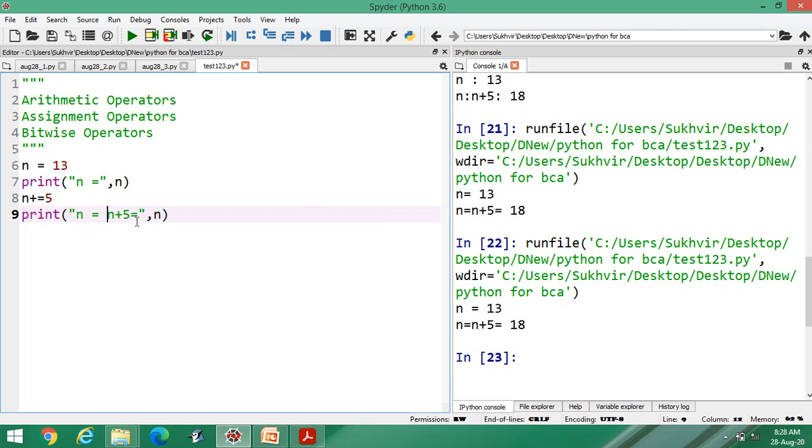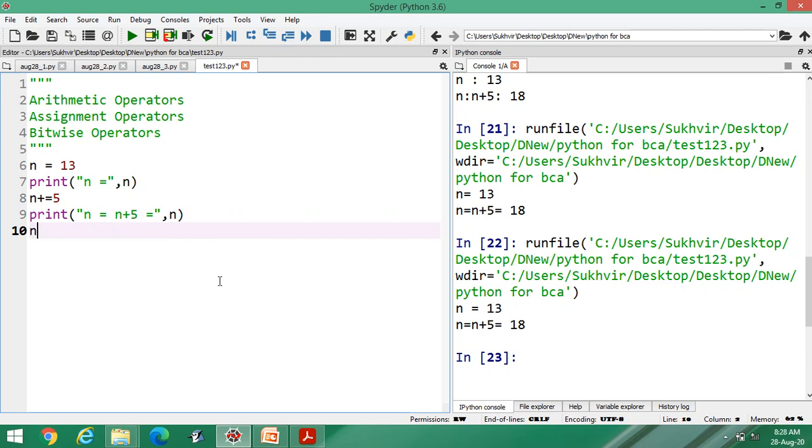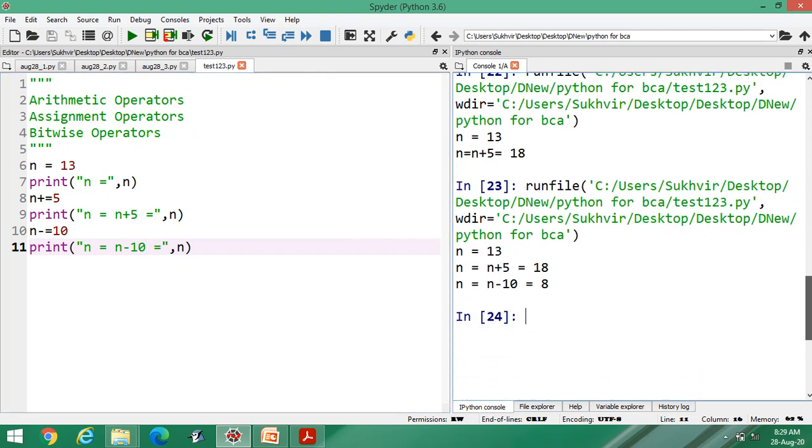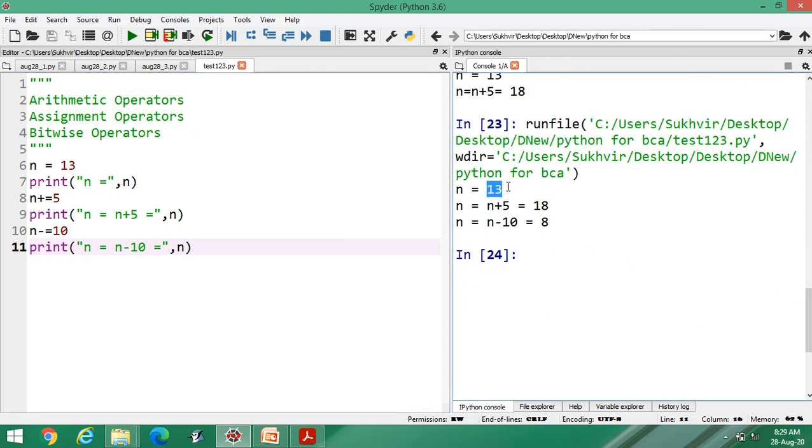Now, the next case. Suppose I am writing N minus equal to 10. Now again print the content. Control C and Control V. You can write here N minus 10 now. Now execute the program. You will get the output as 8. Because in first attempt 13 plus 5 is there, and in second attempt 18 minus 10 is there, that is 8.